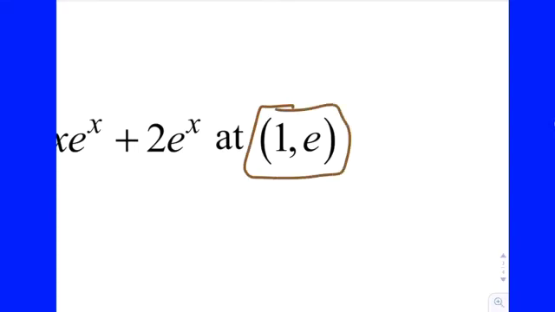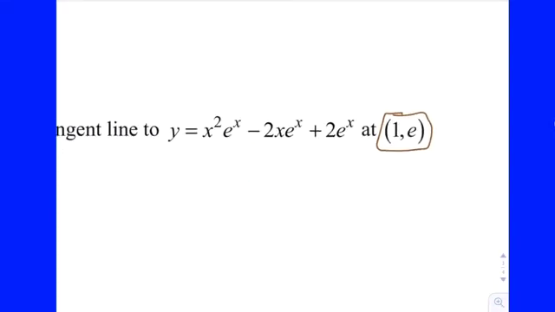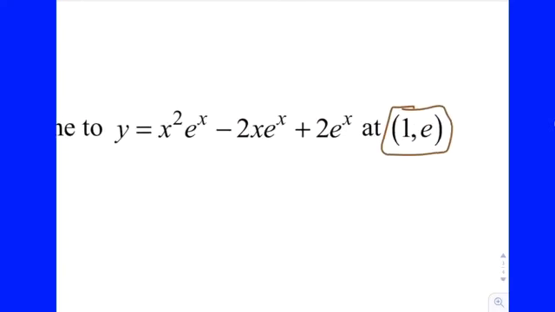Usually we're just given an x value and a function. We have the entire point. All we need is the slope at that point. So we're like halfway done with this problem already. We just need to find the slope at the point. That's going to be the derivative.